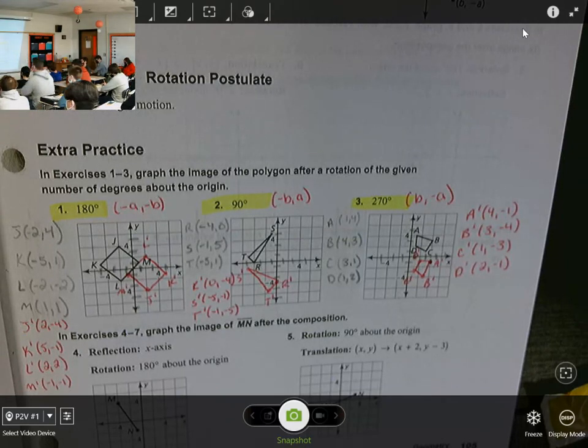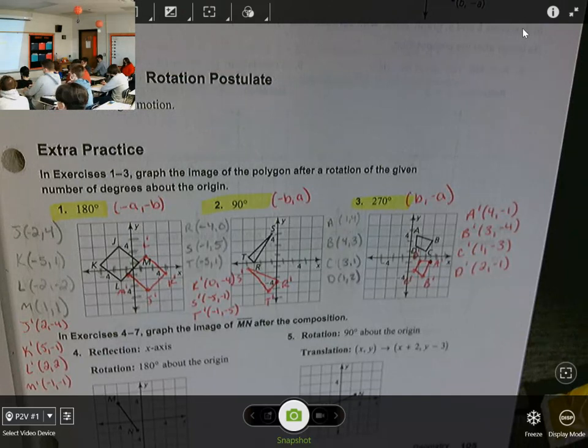Number 2 is a 90-degree rotation, so it's opposite of B, comma A, so that means you change the sign of Y and flip it. Okay, so R, which is -4, is 0. You can't change the sign, so when you flip it, it's 0, -4. 0 stays the same. S was -1, 5, so change the 5 to a -5, and then S prime is -5, -1. T is -5, 1, so we make that a -1 and flip it, -1, -5.